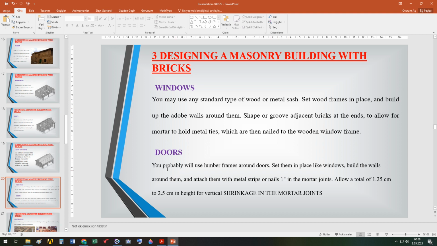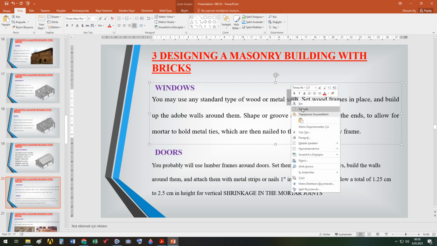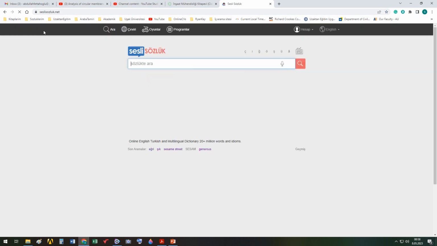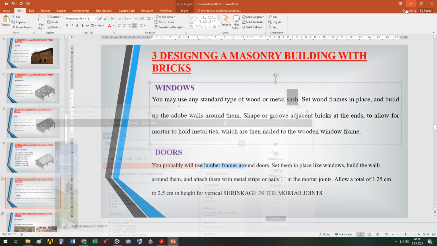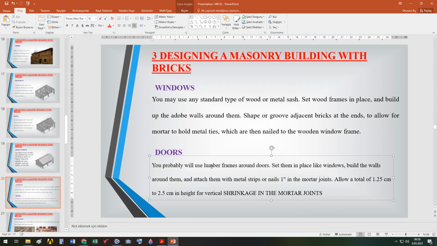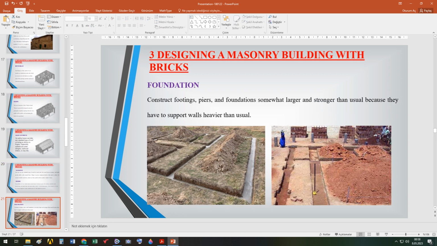Metal sash. Doors. There I might have made a mistake here. No, it's not a mistake. You probably will use lumber frames around doors, set them in place like windows, build the walls around them, and attach them with metal strips or nails in the mortar joints. Allow a total of 1.25 centimeters to 2.5 centimeters in height for vertical shrinkage in the mortar joints.